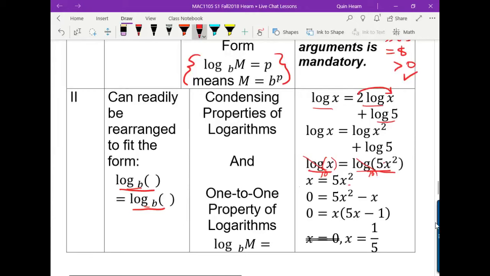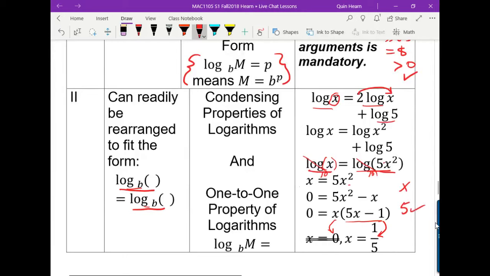Now this is a polynomial or quadratic equation, so you have to get it in standard form. 0 equals 5x squared minus x. And you can use factoring in this case pretty easily to solve it. Factor out an x, that leaves 5x minus 1. If you set x equal to 0, we get a 0 answer. You set 5x minus 1 equal to 0 and solve, you're going to get 1/5.